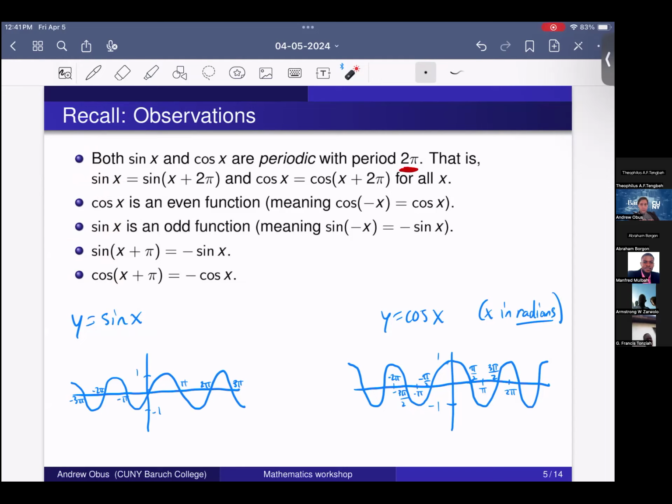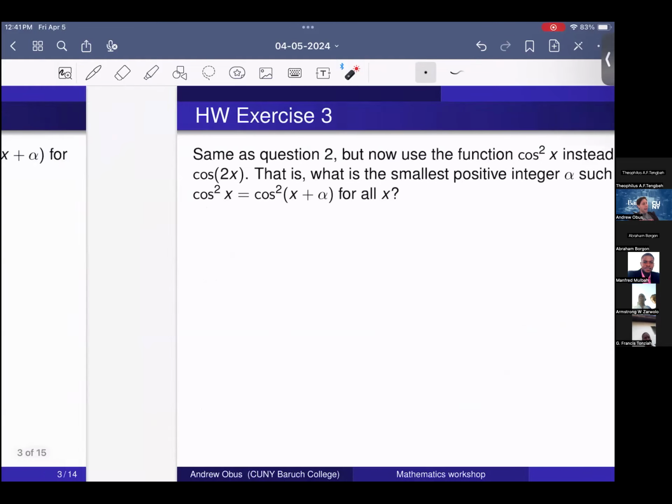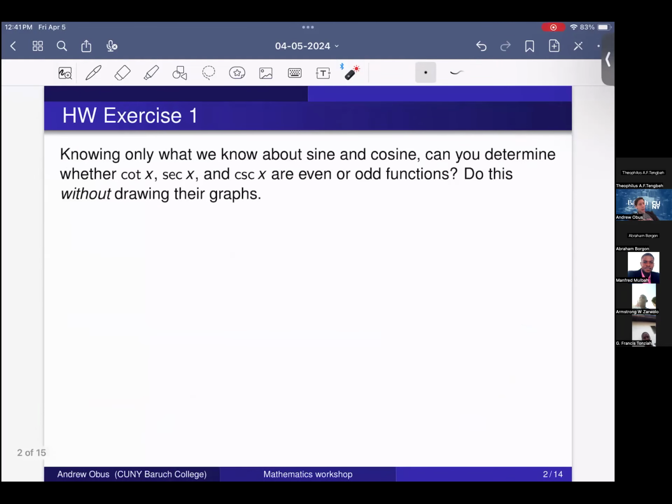Okay, so let's now go back and look at the homework, which was assigned 4 weeks ago, so maybe people don't remember it. Number one is: knowing only what we know about cosine, can we determine whether cotangent of x, secant of x, and cosecant of x are even or odd functions? And we want to do this without drawing the graphs, using only algebra.